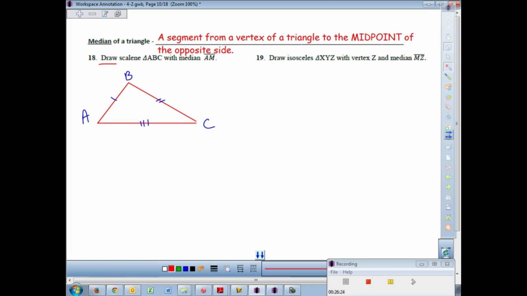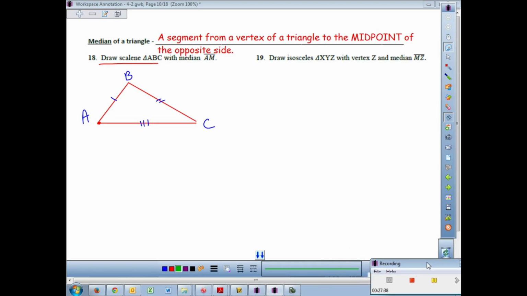If the median's name is segment AM, and a median goes from a vertex of the triangle to the midpoint of the opposite side, and our triangle has vertices A, B, and C, and this is supposed to be median segment AM, which vertex of our triangle should we go from? It's got to go from A, correct? Its name is segment AM. So I need to go from A, which is right here, and where do I have to draw this segment to? The midpoint of the opposite side, over here, correct?